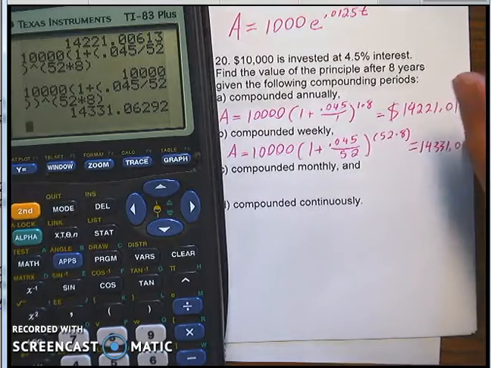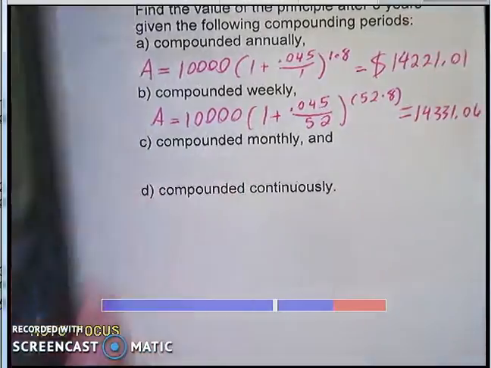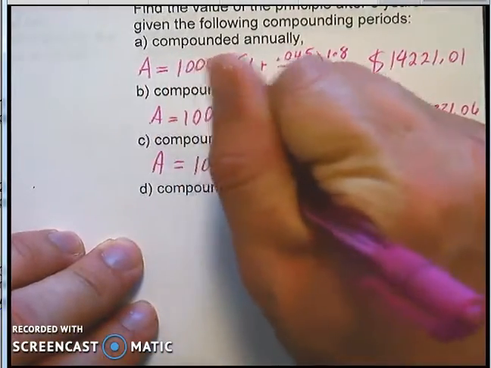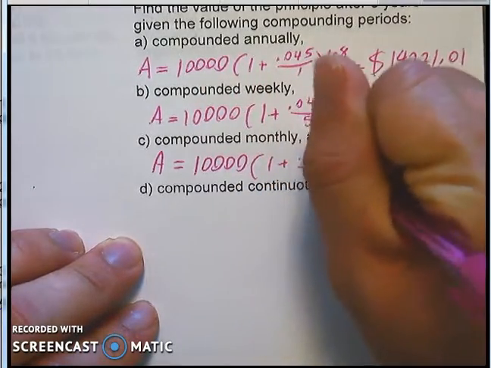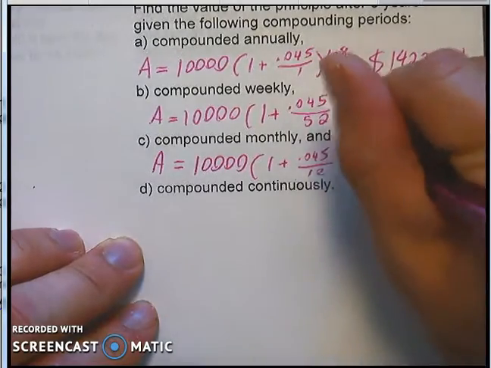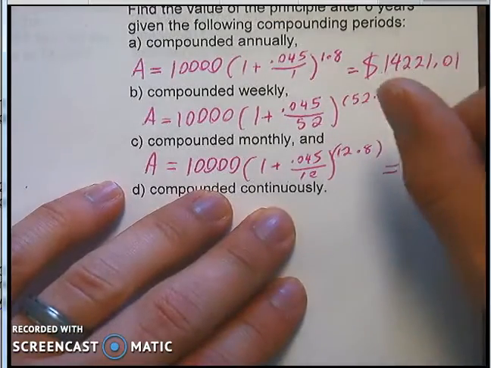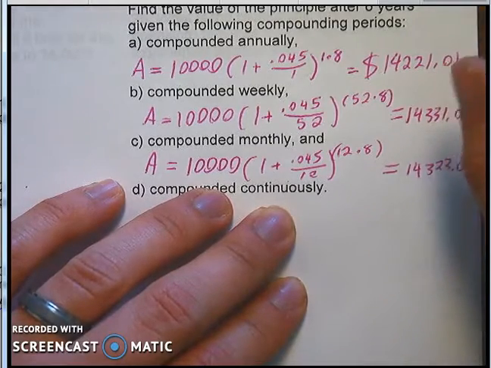I don't think you can see that very well. When we do it monthly, it's the exact same formula, except instead of 52s, we're doing 12s. And that small modification, changing 52s into 12s, gives us a little bit less money. That's $14,323.64.